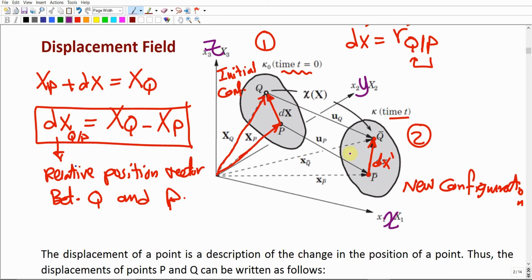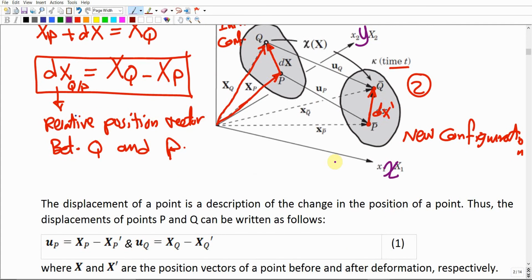So let us talk here about these displacement fields, UQ and UP. From even the dynamic class, if you remember, the displacement is a change in position. Again, the displacement is the change in the position. Like for example, the position of this point was initially XP, and after deformation it became XP dash. And the same thing for XQ.